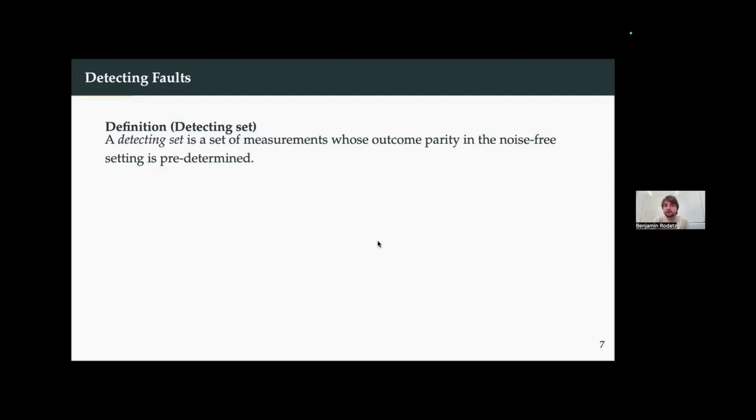I think the simplest example for this would be two consecutive measurements of the same type. We just expect the outcome of the two measurements to be the same, so we expect their parity to be even. However, if a fault occurs in these fault locations, an anti-commuting fault, so an X or Y fault, then we will detect that fault. For example, an X fault in this first wire will flip the second measurement, but not the first one. Therefore, the two measurements will have odd parity, and we know that a fault occurred.